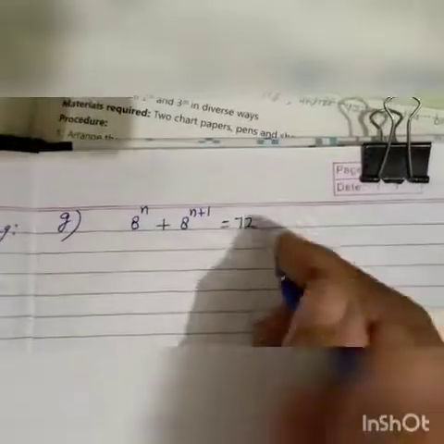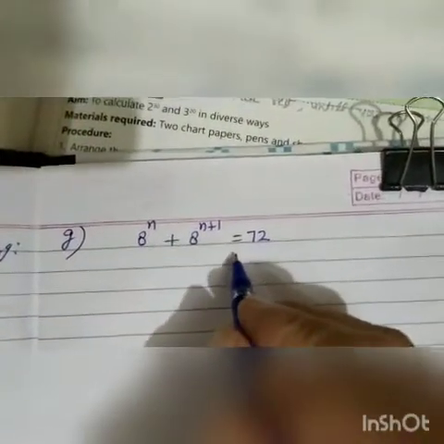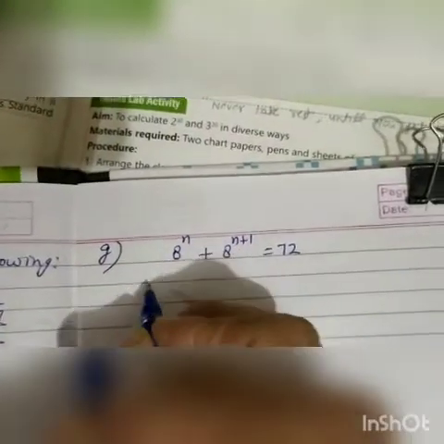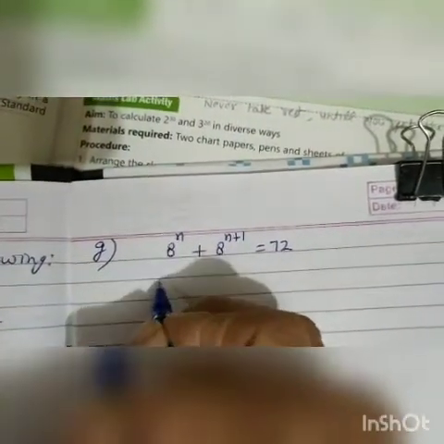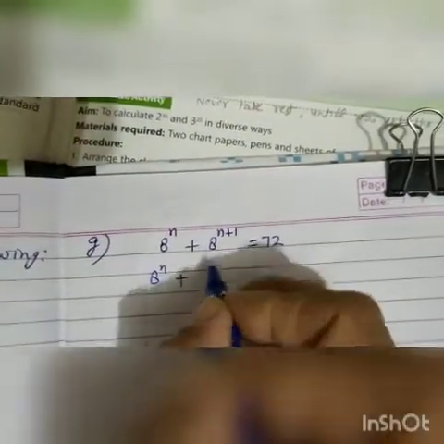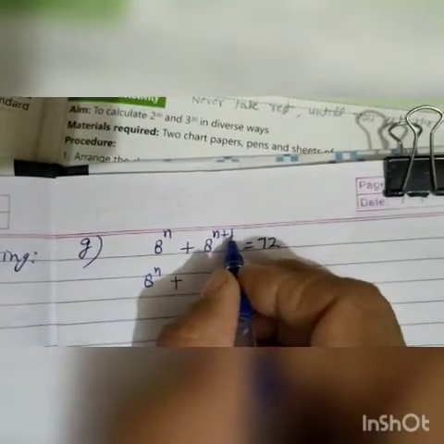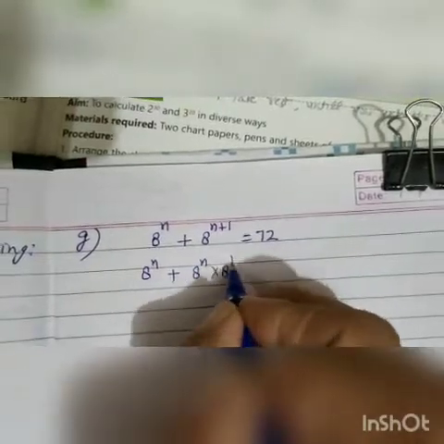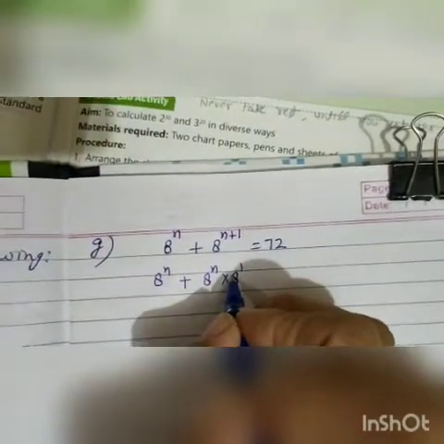So how will we do this? Students, this question is a little bit different from the previous ones. We will write this 8 power n plus 1 as 8 power n into 8 power 1. We will write it like this.